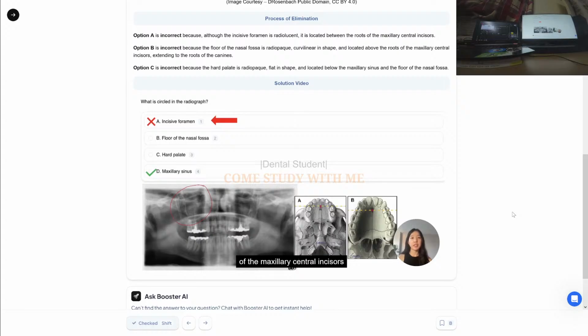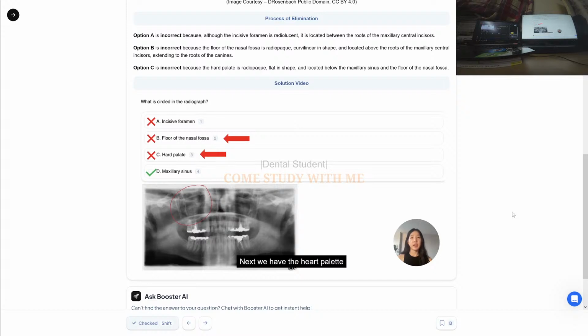And basically it's an opening which contains the nasopalatine nerves and vessels, and it's found in between the roots of the maxillary central incisors right under the hard palate, and this is where it will present in the panoramic radiograph. And we can see it indicated here in the red arrow. It can have a variable shape and size just depending on the angulation of the beam, but overall we know that this is an incorrect answer.